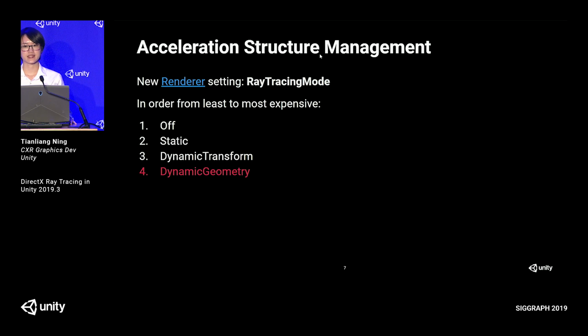So aside from layer masks, game objects are also filtered based on ray tracing mode, which is a new setting that's been added to the renderer. Ray tracing mode tells the acceleration structure how frequently a game object will be updated and in what way. If ray tracing mode is off, it won't be ray traced at all. If ray tracing mode is static, then we expect that game object to stay in place the whole time. For a dynamic transform, we expect that the transform may be updated, but that the geometry will stay the same. Whereas for dynamic geometry, you can update both the transform and the vertex and index buffers associated with that mesh. So currently, only static and dynamic transform is supported in Unity, but dynamic geometry is next on our list.